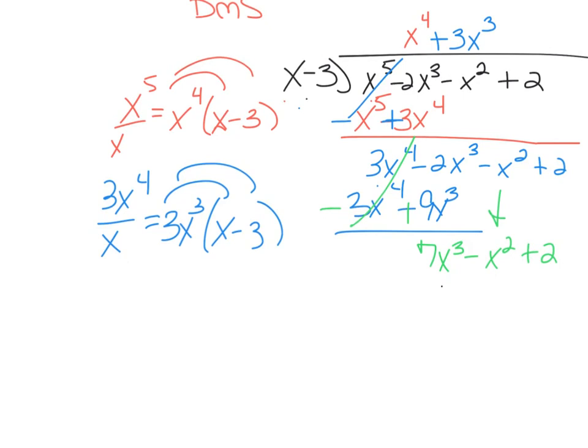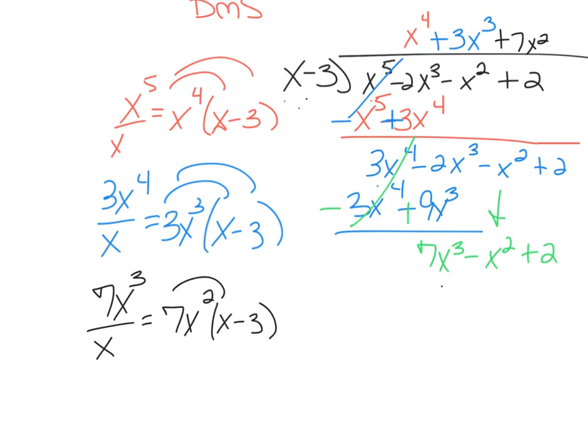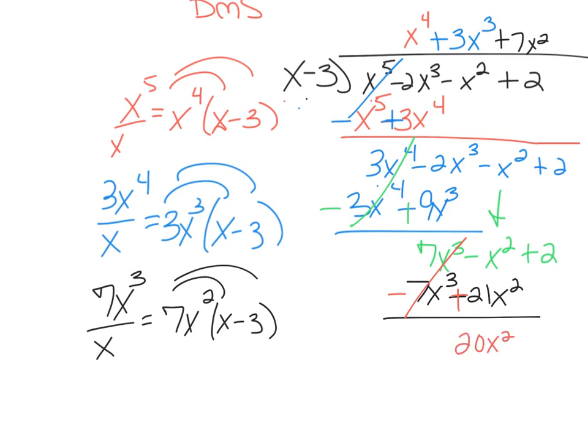So I'm going to divide the first term by the first term. And I'll end up getting 7x squared. And that's going to go up here. Okay, 7x squared. And then I'm going to multiply by the outside piece. This will go in. I'll end up getting 7x to the third minus 7 times 3 is 21x squared. We divided, we multiplied, now we're going to subtract. Change both signs. This will cancel. I'll end up getting a 20x squared, drop down our 2.